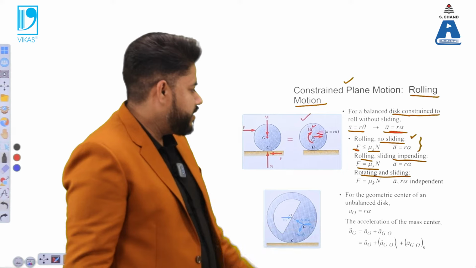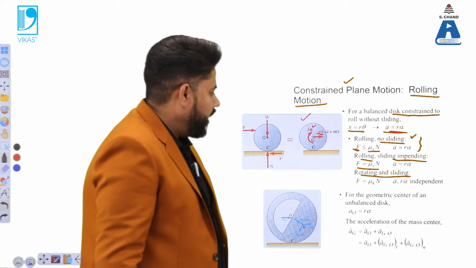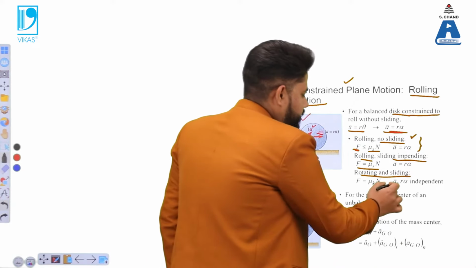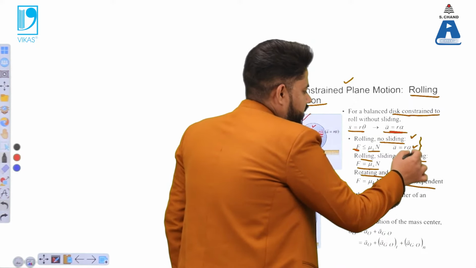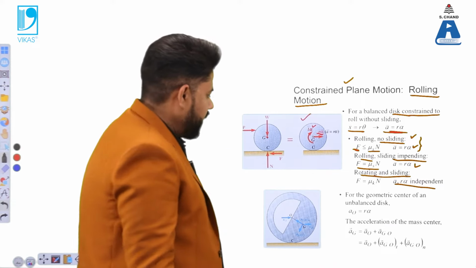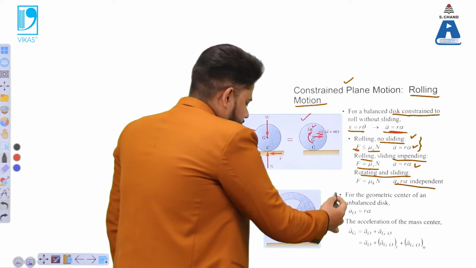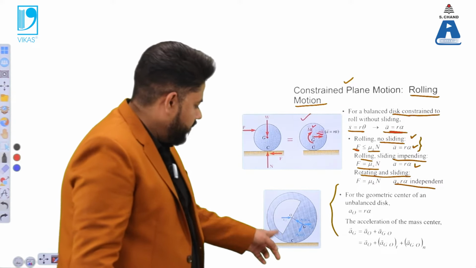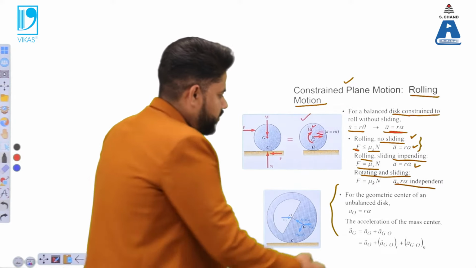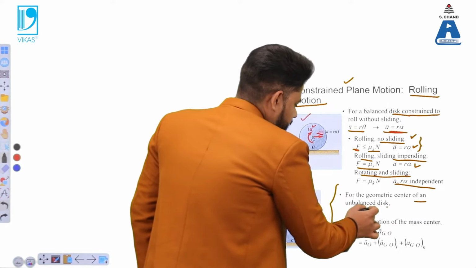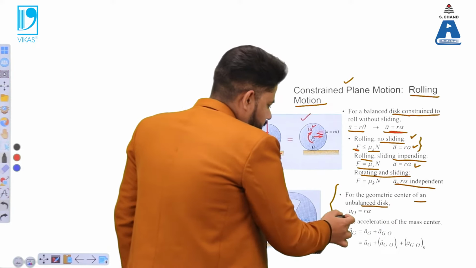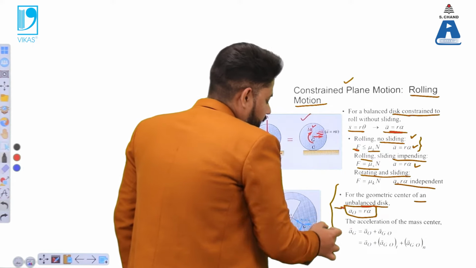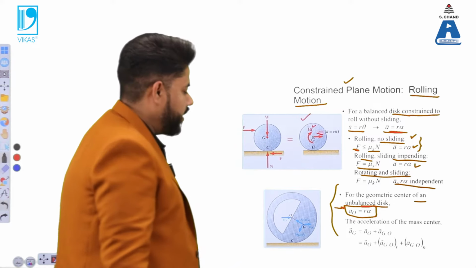So mu s changes to this mu k term, and this acceleration and r alpha are independent terms, and they do not depend upon each other. Rather, in the previous situation, they are dependent. So for the geometric consideration of that particular body, if it is moving about a particular point, the geometric center of that unbalanced disk also undergoes this particular formula, and that formula is a naught equals r into alpha.